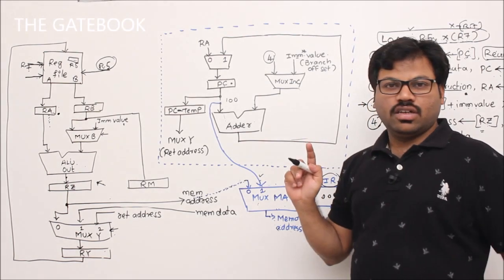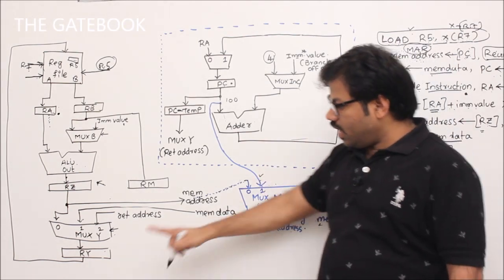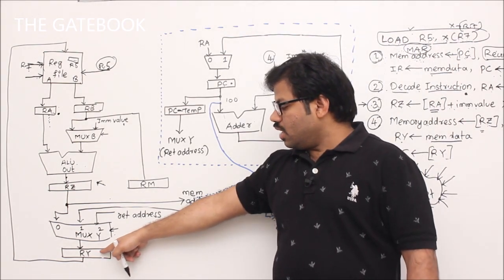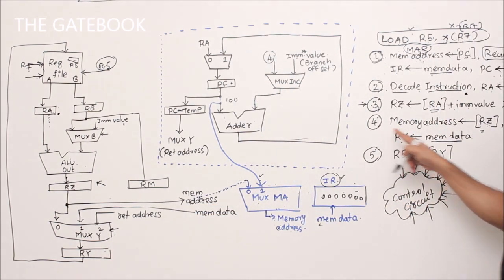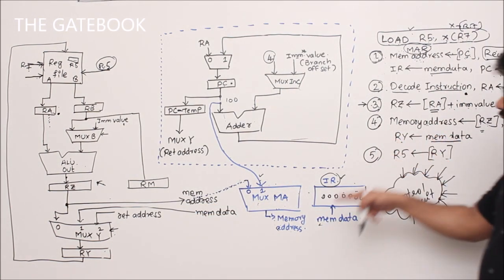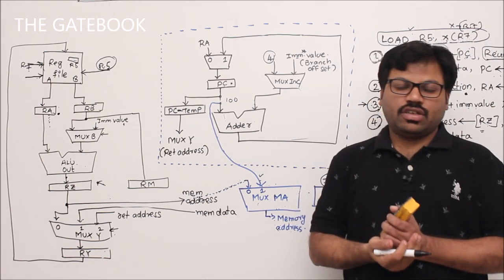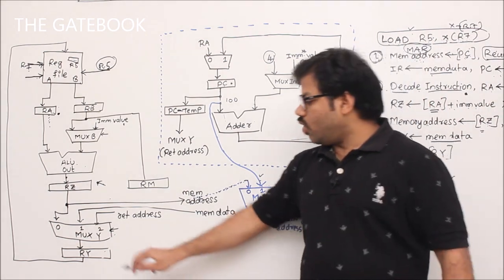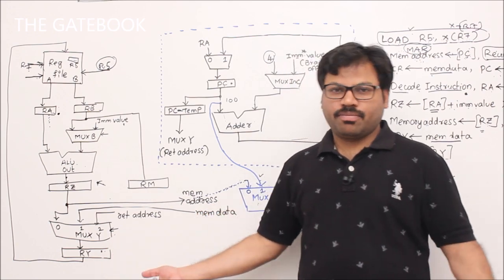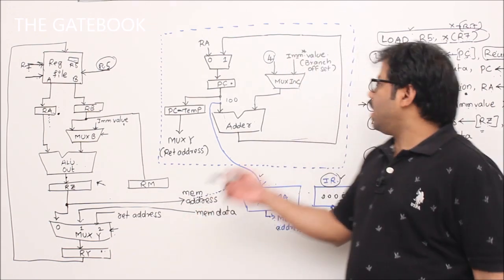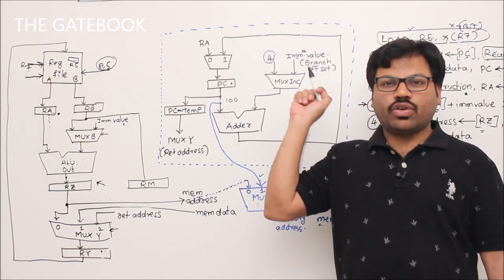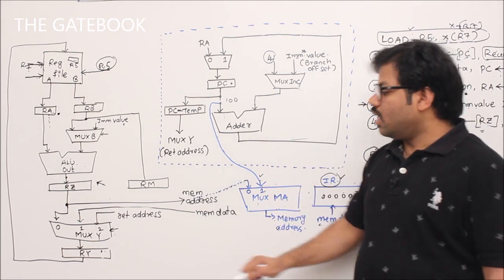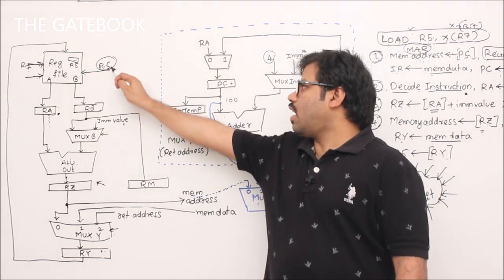Since already you know, in the fourth stage we have computed this RY value, right? So memory data is transferred to RY. Now I'll ask one question. After the end of the fourth stage, what is the content of RY? Definitely the data which is loaded, right? That means the data which is located at X plus R7, correct? Now that is what we have to store in R5.